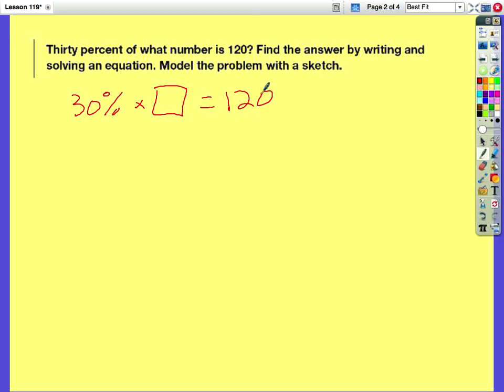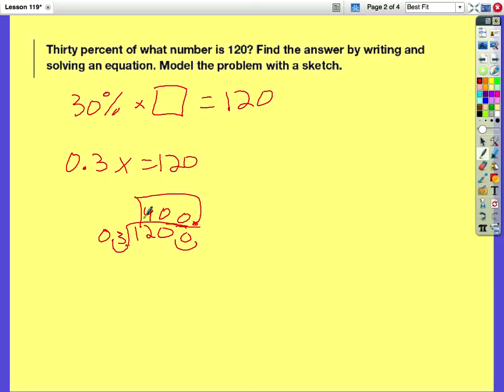Okay. So I'm going to write my 30% as a decimal because that's easy. 3/10 times what number, or x, is going to equal 120. Remember, when we're finding an unknown, we would take the 120 divided by our 3/10. Do the division: I go over, up. When I do this division, I should get 400. And that is what number will go in the box. So 30% of 400 is 120.